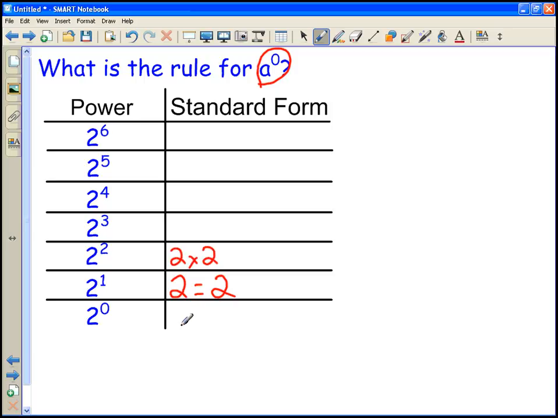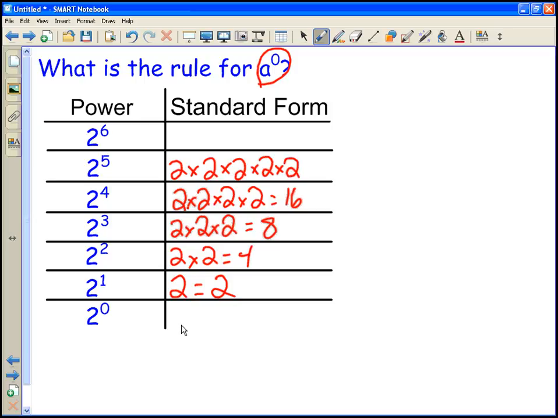When we have 2 to the power 2, that's 2 times 2. In other words, 2 times itself twice, and we get 4. 2 to the power 3 is 2 times 2 times 2, 3 times, which gives us 8. 2 to the power 4 is 2 times 2 times 2 times 2, 4 times, to give us an answer of 16.